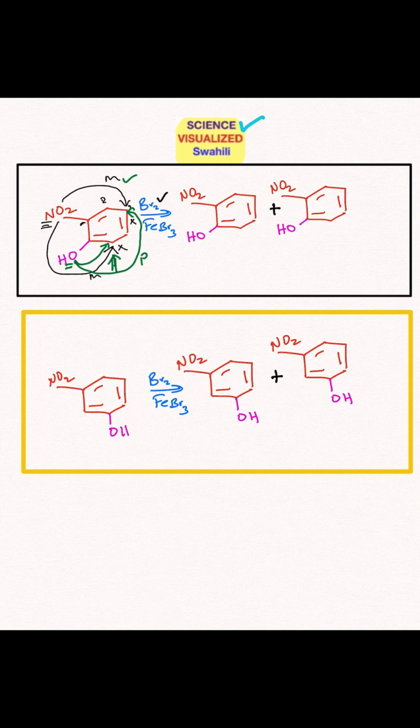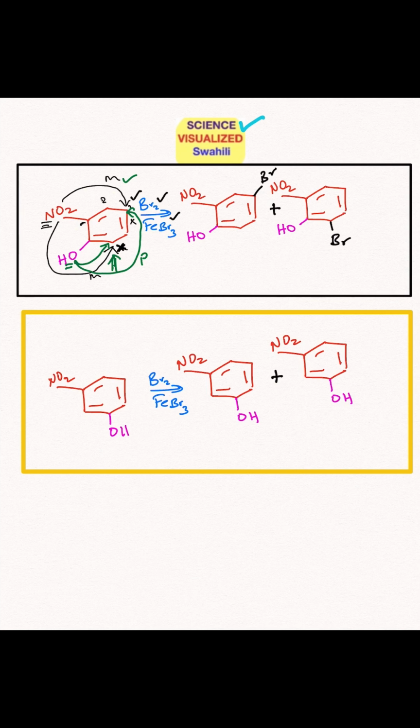We are using Br2 and FeBr3. That means we are adding Br to this position. So that becomes Br, plus Br to this other position. So that becomes Br. And those are the two products.